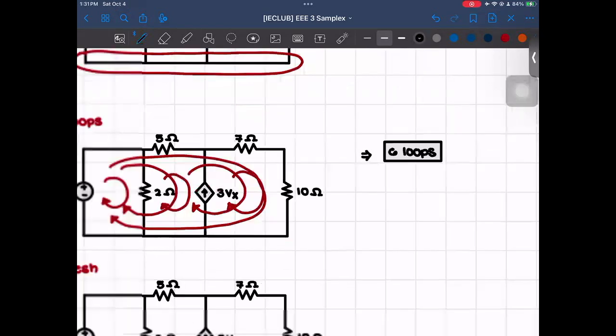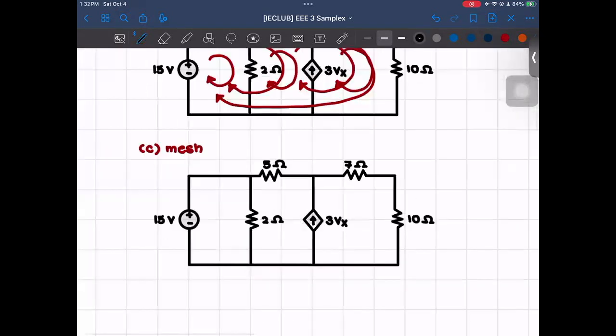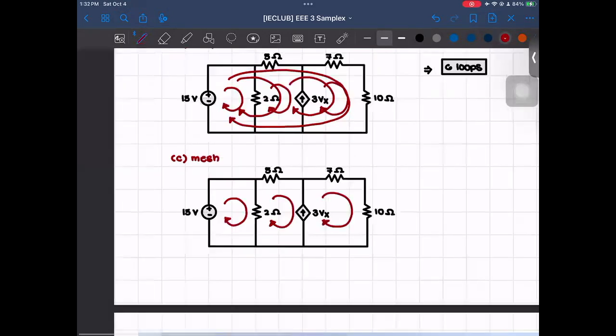Then for the mesh, it's similar to a loop, except there is no overlapping. So that would just be this one, 1, 2, and 3. So we have 3 meshes.